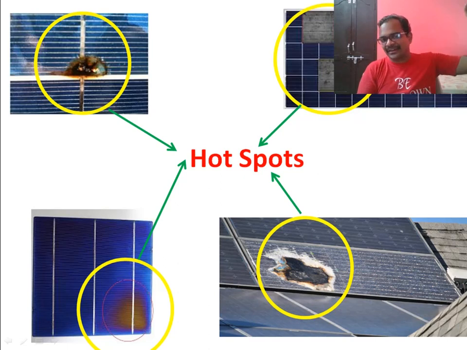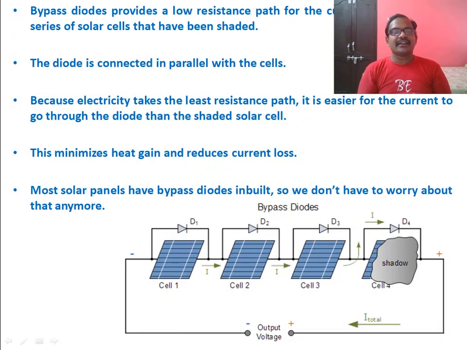Current will flow from the unshaded cell to the shaded cell, and because of this, that shaded cell will break down. That is what is called a hot spot. Hot spots form on these shaded cells, right? So in order to avoid these hot spots, we need to use a diode called a bypass diode.